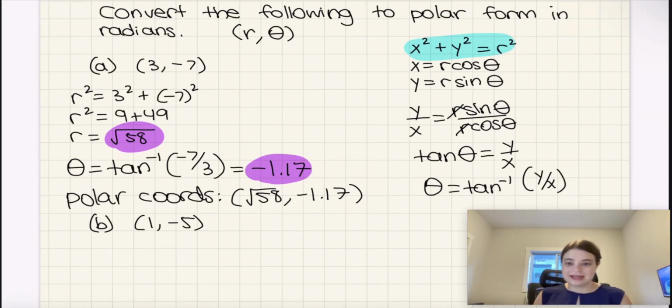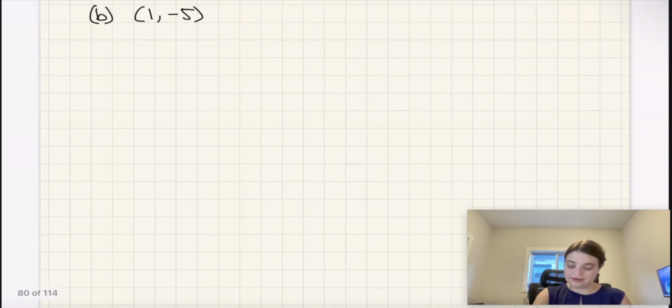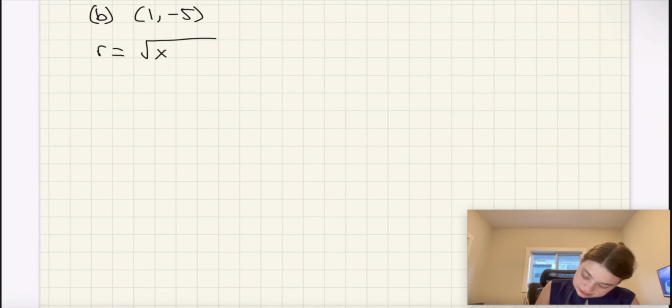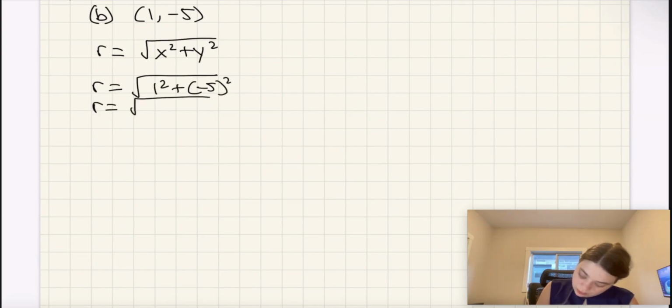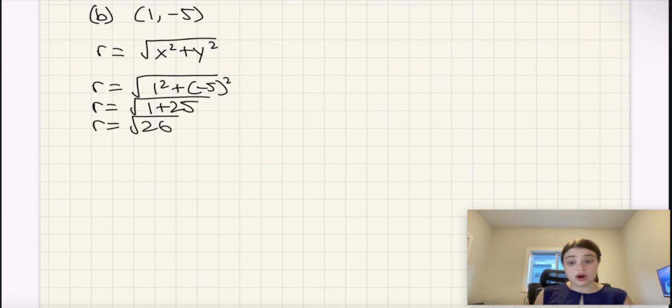First, let's find the r value for the second one. How do we find the r value? Well, r is equal to the square root of x squared plus y squared, meaning r is equal to the square root of 1 squared plus negative 5 squared, which is equal to 1 plus 25, which is equal to root 26. So the r value here is root 26.